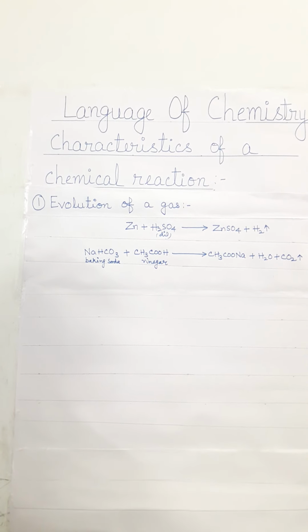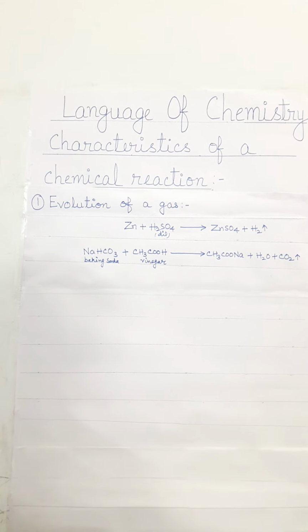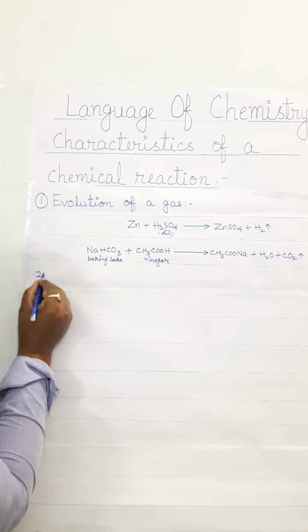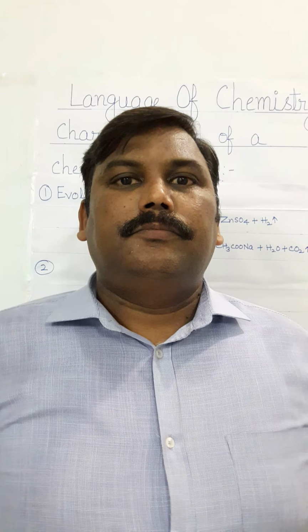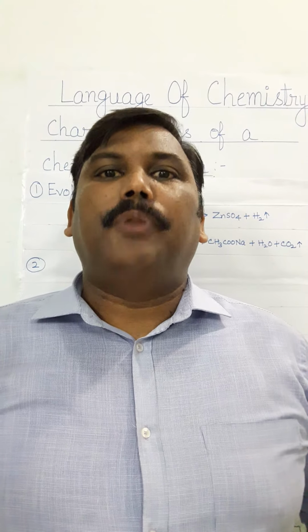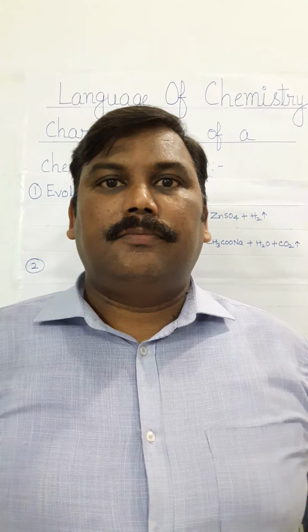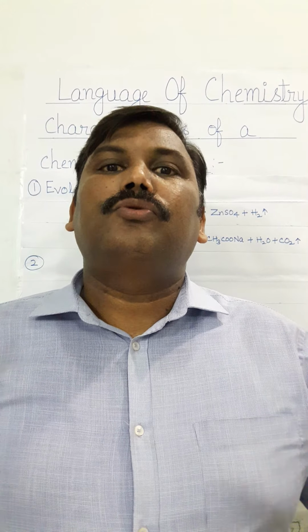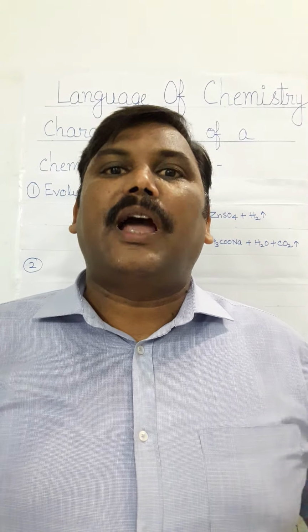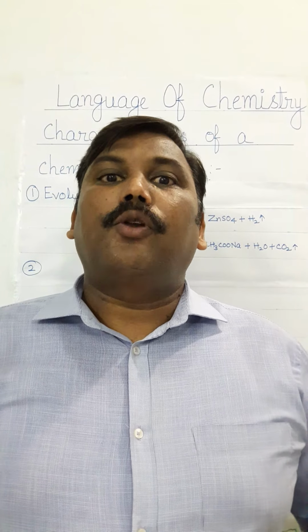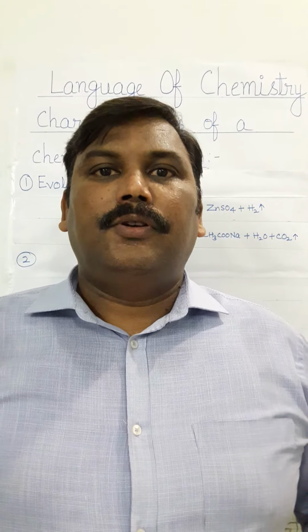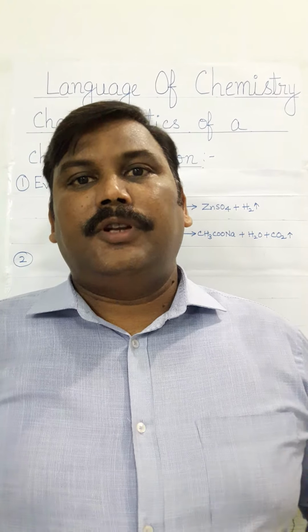Now let us see another characteristic of a chemical reaction. The second characteristic of a chemical reaction is change of color. On mixing two compounds, if the color changes, this means that the two compounds have chemically reacted to form a new compound. For example, formation of copper sulfide from copper sulfate solution. Let us see the reaction.